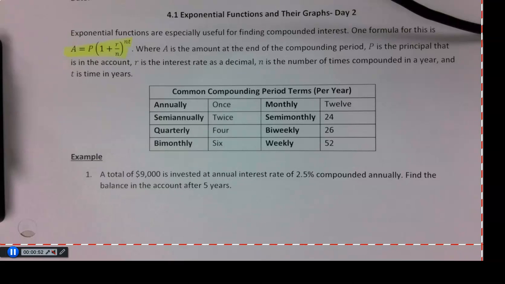Bi-monthly is every other month, so there's 6 of those. Monthly is 12 months in a year. Semi-monthly is twice a month, so that's 24. Bi-weekly is every other week, 26, and then weekly is 52.